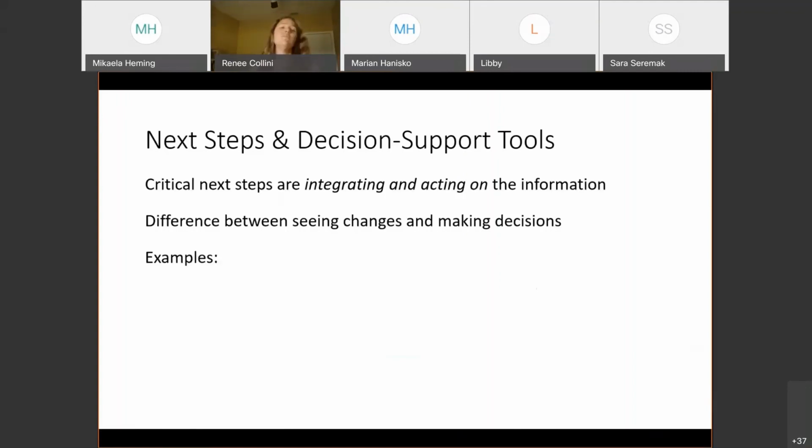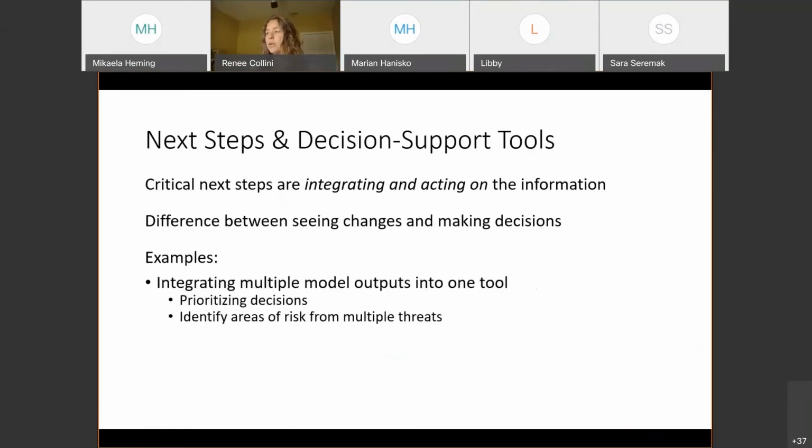And so some communities have been taking the next step so that they can actually integrate this kind of model output to make those decisions. One example, they're doing this in Santa Rosa County, for example. They are taking lots of different model outputs and integrating them into one tool where they weight and prioritize what they care about the most.